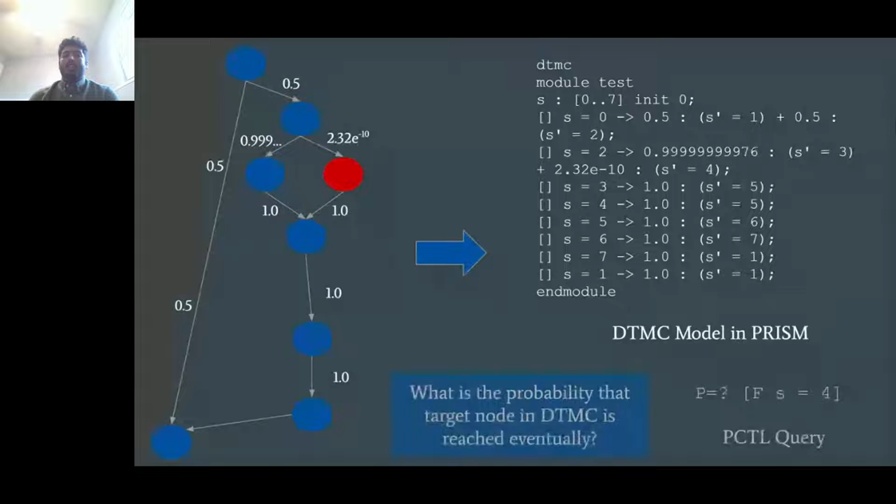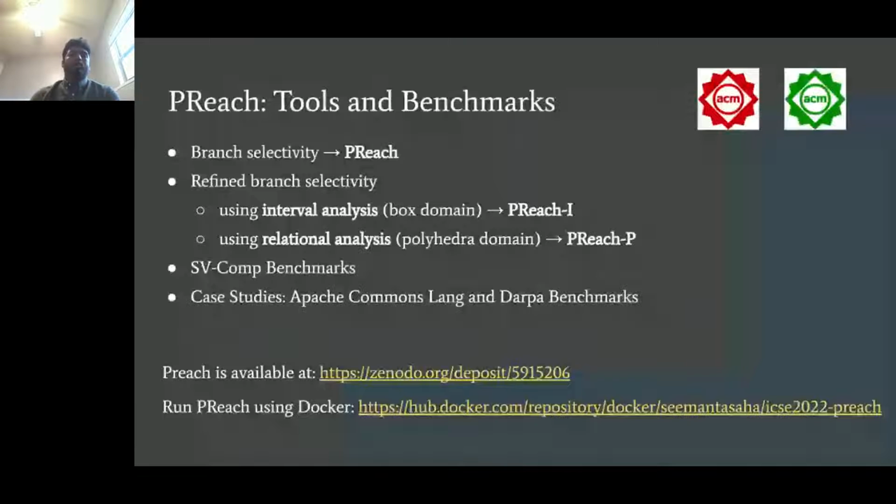We also construct a PCTL query using the target node in the control flow graph. And we ask a query like, what is the probability that the target node in the DTMC is reached eventually? We have implemented this technique in a tool called Bridge, and there are 3 different versions of Bridge using branch model counting and different abstract interpretation analyses. We have evaluated our technique on software verification competition benchmarks, and we also performed some case studies. Bridge is available, and one can run it using the Docker file that is publicly available.